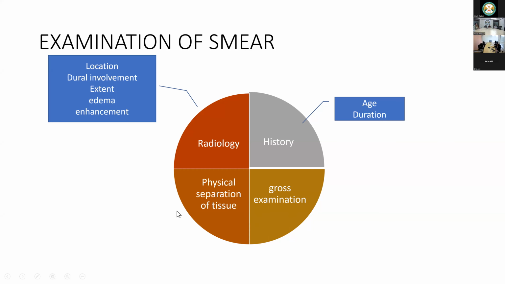Then when we physically separate the tissue, we can also get some clues. Like if there is hindrance of separation, it means there is some desmoplastic reaction, that can be a PXA, or it can be a meningioma, or a schwannoma. If there's some gritty sensation, it means there's some calcification, that can be a psammomatous meningioma. So each and every aspect is important.